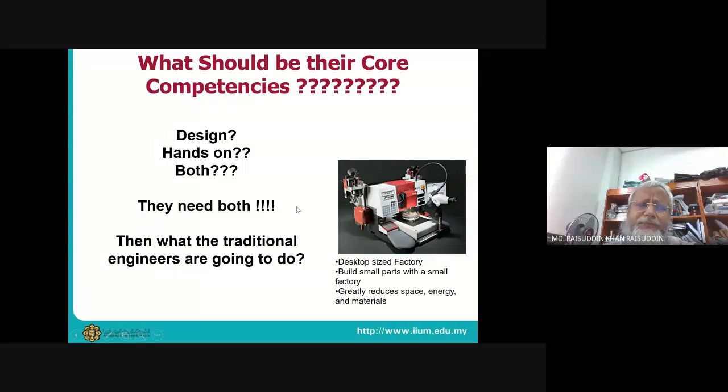And you can ask, if a mechatronics engineer can do design and handling, what are the traditional engineers going to do? Well, mechatronics engineers, we are taught how to combine things and to design. And after you design, each of the components has its own way of designing. That is basically done by the traditional engineers.